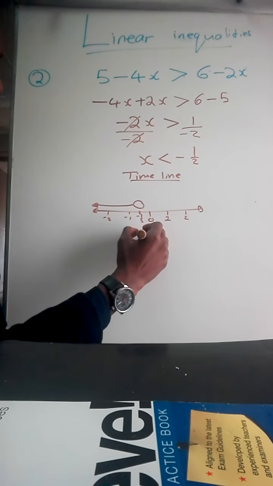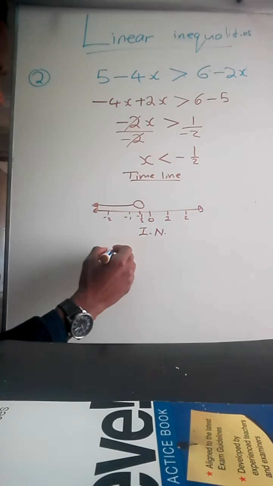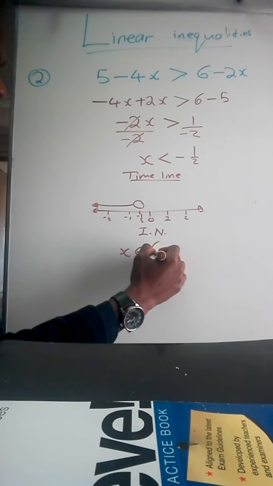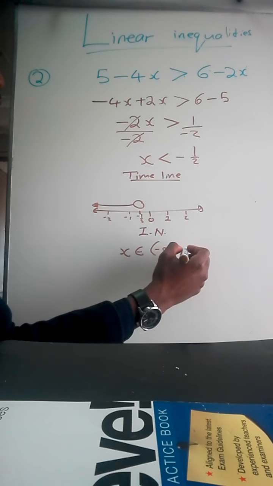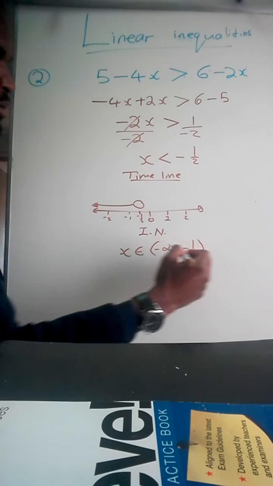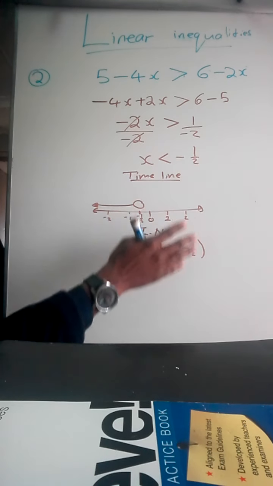So now we need to look at the interval notation. I'll shorten it. Interval notation is going to be x is the element of where we're starting. We're starting from negative infinity all the way to negative a half with the round bracket, because x cannot be negative a half. So that's how you would solve them.